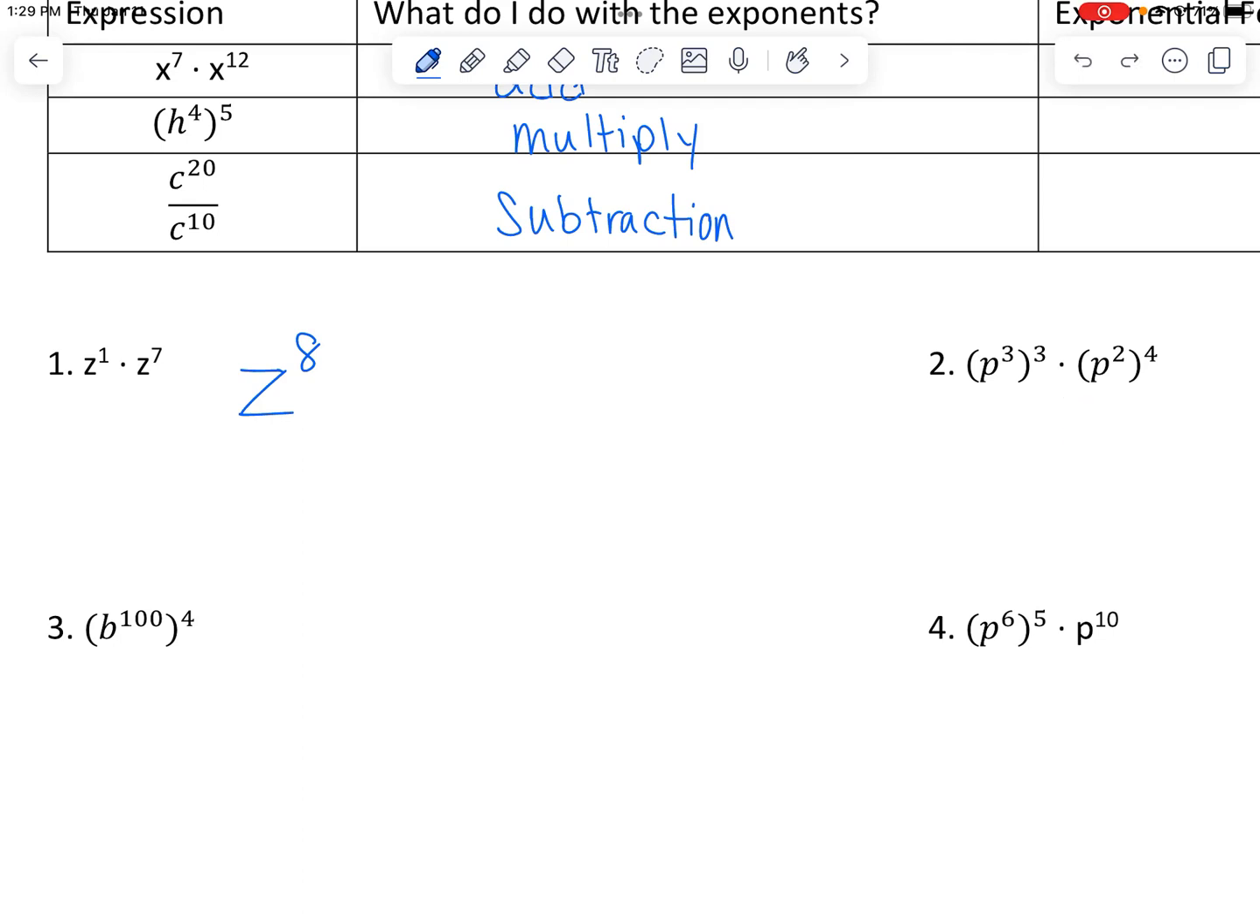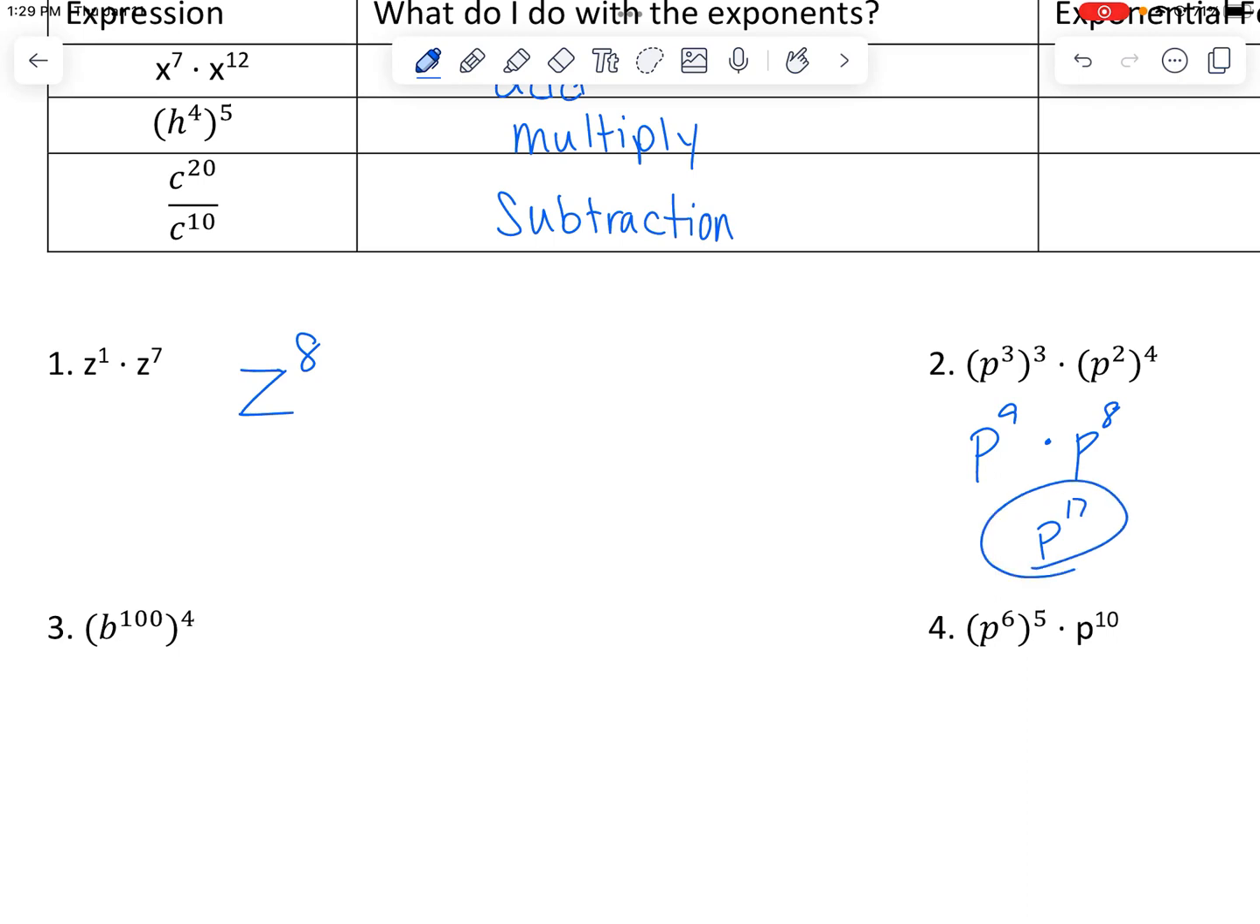So let me take this step by step. I've got to do the power to a power first. So that's going to be 3 times 3 is 9. 2 times 4 is going to be 8. And if I put those together, because I see multiplying, I get 17. So the key there is that you have to follow your order of operations.